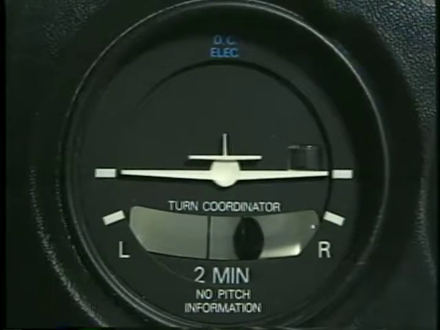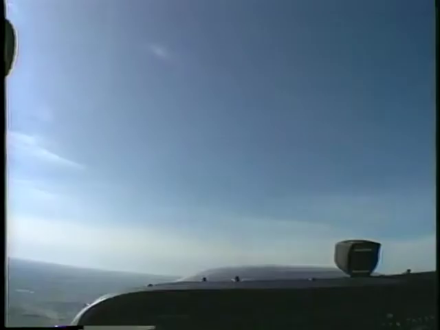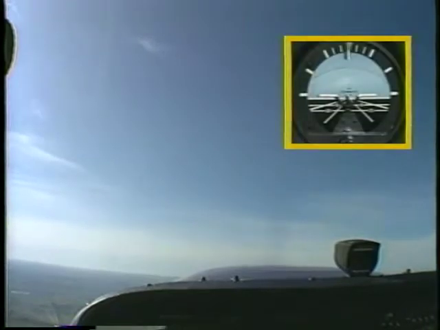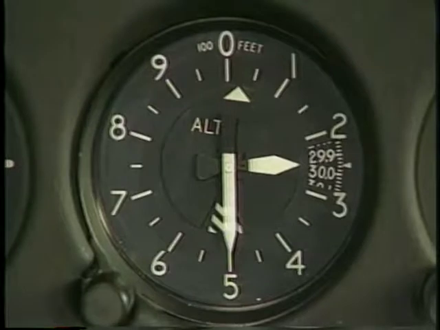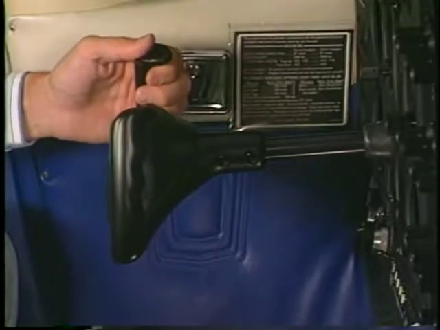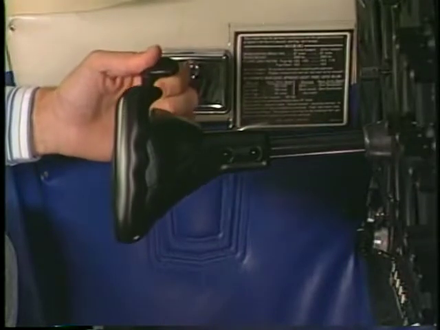As power is added, smooth application of the right rudder is required to overcome the airplane's left-turning tendencies. Then, when attitude, airspeed, and altitude stabilize, trim the airplane to relieve control wheel pressures. The attitude indicator confirms the airplane's high pitch condition, while the altimeter and the vertical speed indicator verify that you're level.